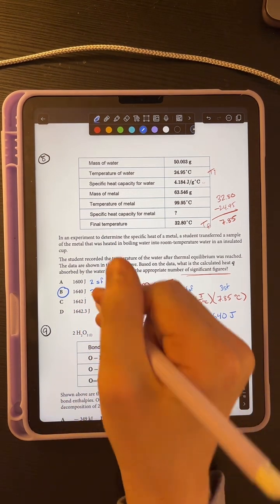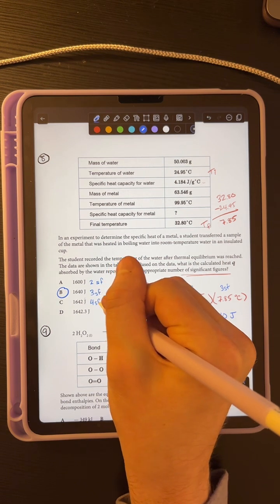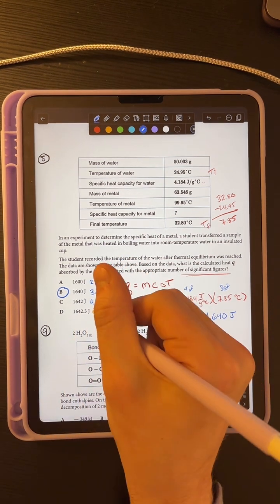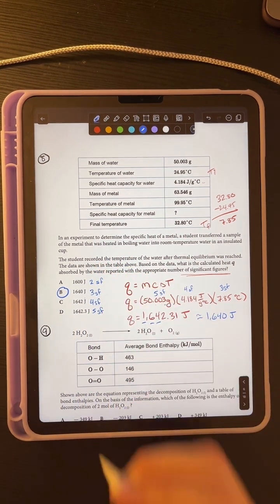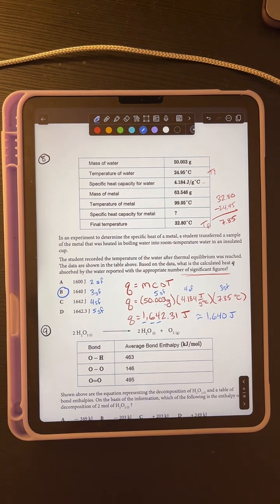So there's no decimal. We have 4 sig figs here. All 4 are non-zero numbers. And then we have 5 non-zero numbers as well. So that's 5 sig figs. Amazing. This is a sig fig refresher for y'all.